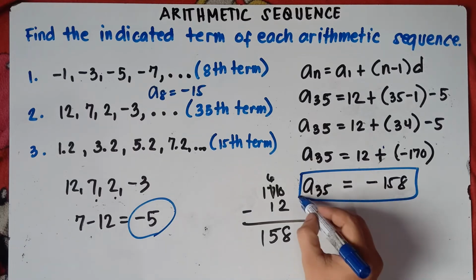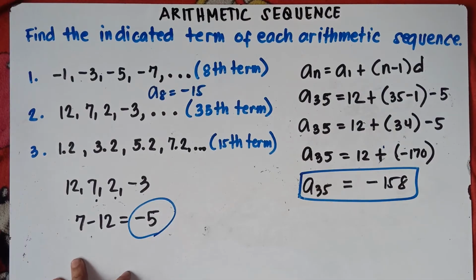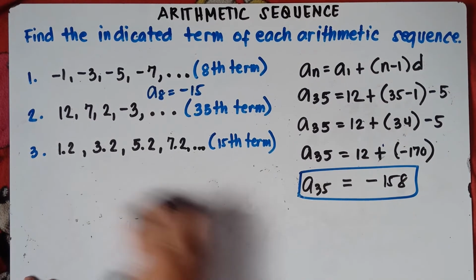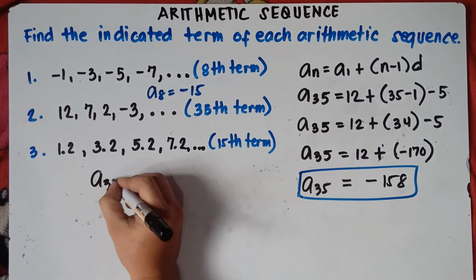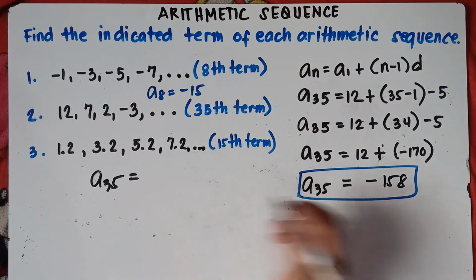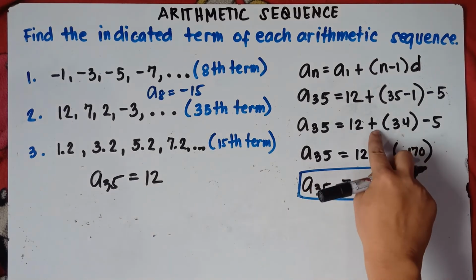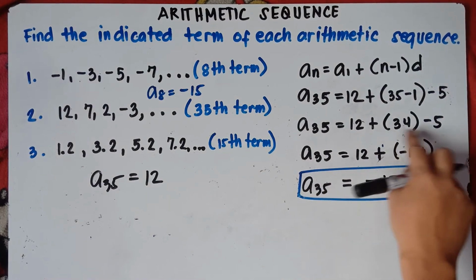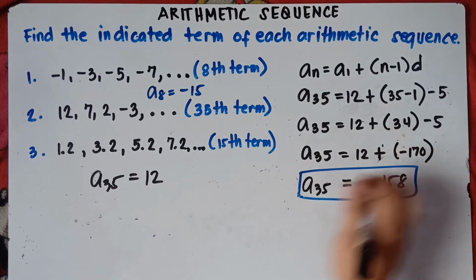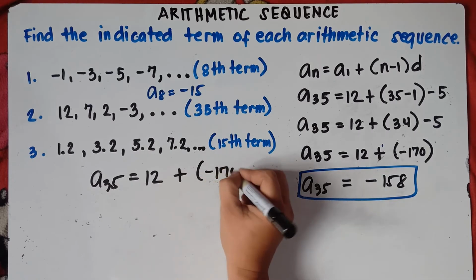Alright, so negative 158. Now let's try the other solution, class, because there are some students that will be confused with this one. So you try to multiply this one, class. This will be 12. Put the answer here. A sub 35 equals, so you check this one, class, which do you prefer? You can choose either of these two solutions. So you can put 12, then positive 34 times negative 5, or you can multiply this one, 34 times negative 5, that would be negative, plus the negative 170.